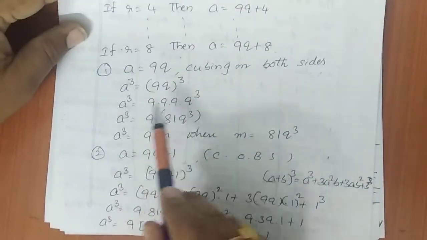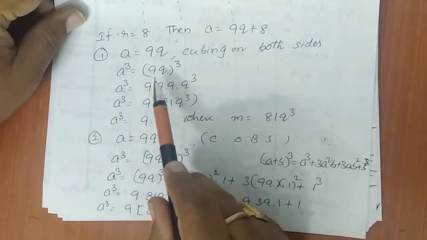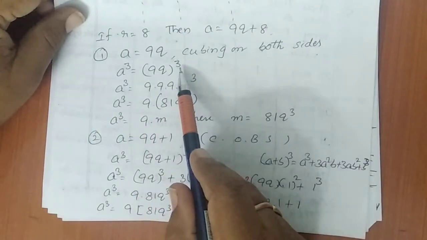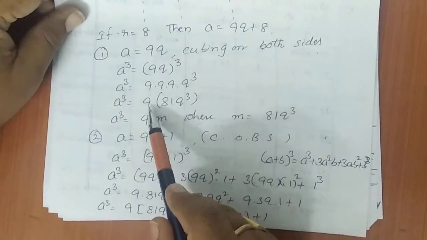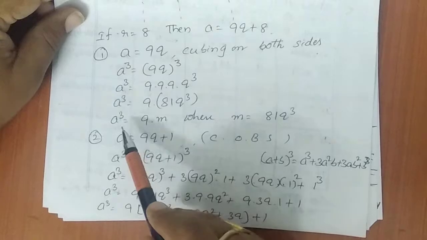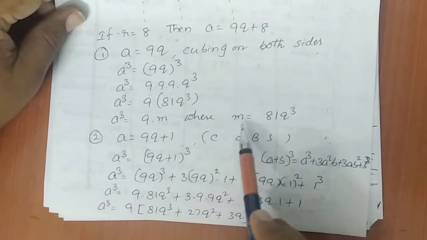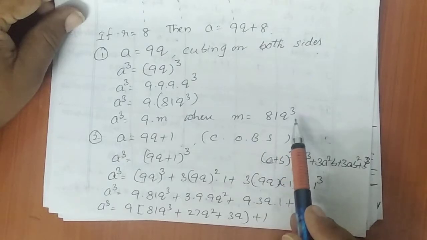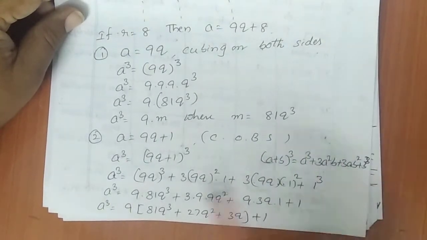So a cube equals (9q) whole cube. So a cube equals 9 is 3 times in a product: 9 into 9 into 9 into q cube. So 9 is common. 9 9s are 81 q cube. So a cube equals 9m, in bracket the value where m equals 81 q cube, where 81 q cube is some integer.